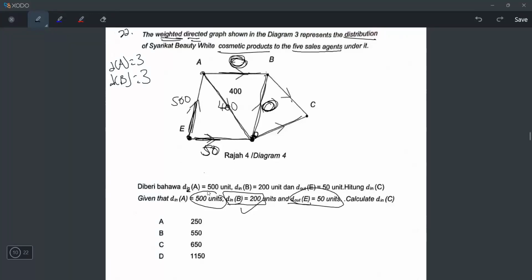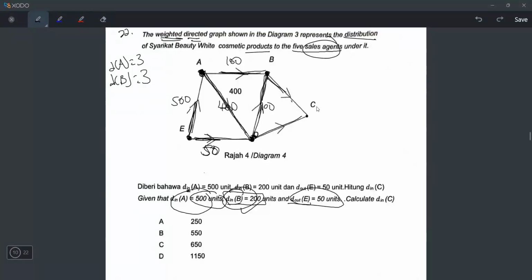Okay, if you look here, the first info says degree in A is 500. It means this sales agent has 500 units only. But of the 500 units, he already gave 400 units to D. It means this must be 100, right? And we also know that the degree in B is 200. It means the going in to B is 200. So there's 100 here, and another 100 will be here. So this is 100. This one is going out, so it doesn't count.